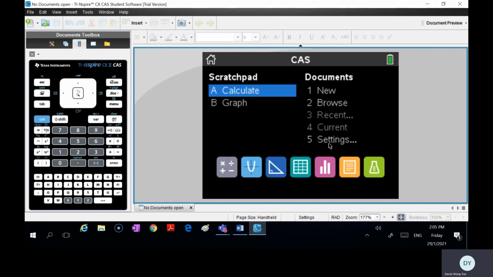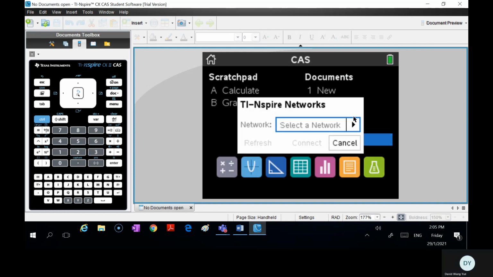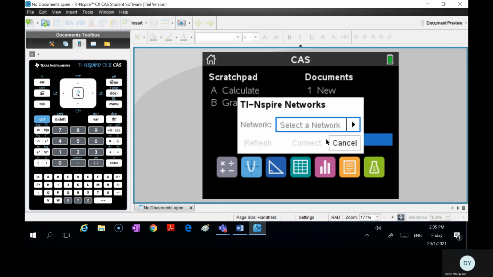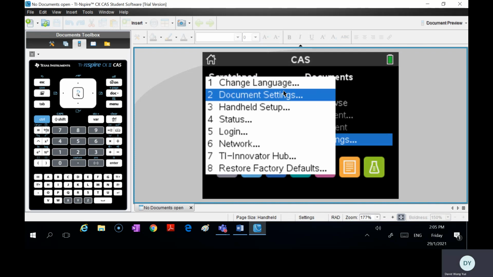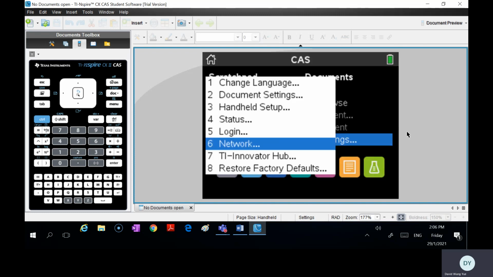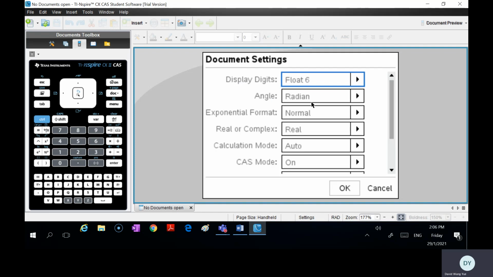Firstly, in the setting, number 2, document setting. Sorry, I made this mistake because I keep double clicking, just single click. You see the setting: angle is assumed to be in radian form. So don't change this setting. Keep the angle as radian form. Always leave it in radian.